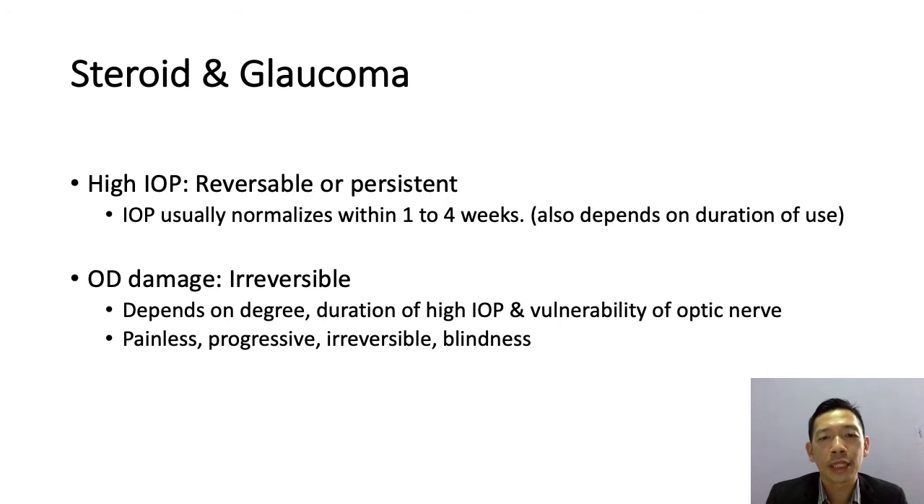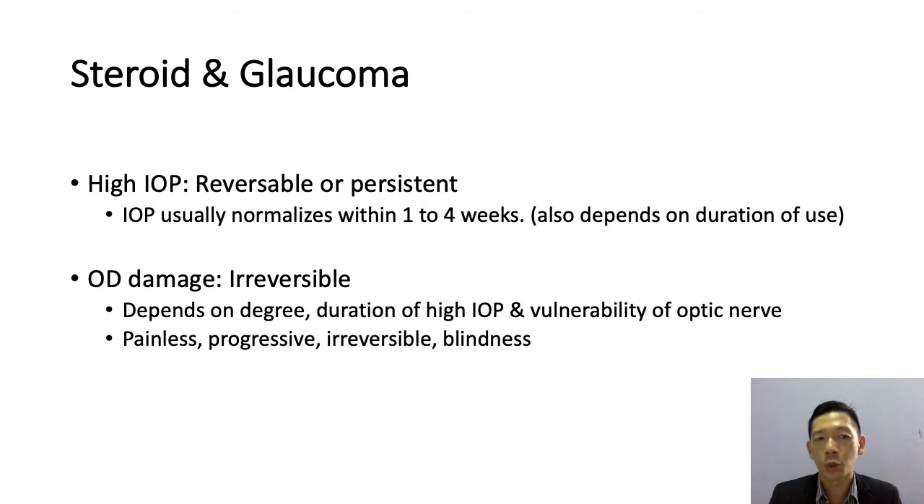Another two key points to take note of are regarding the increase in the intraocular pressure. You wonder whether this increase is reversible or not. In most cases, the intraocular pressure usually will normalize within 1 to 4 weeks after you stop the topical steroid. But there are some cases that become persistent, and it depends on the duration of use. When the duration is longer and the steroid is used chronically, even after stopping the topical steroid, the high intraocular pressure can persist. So another question is whether the damage that happened to the optic nerve because of the chronic high intraocular pressure is reversible or not.